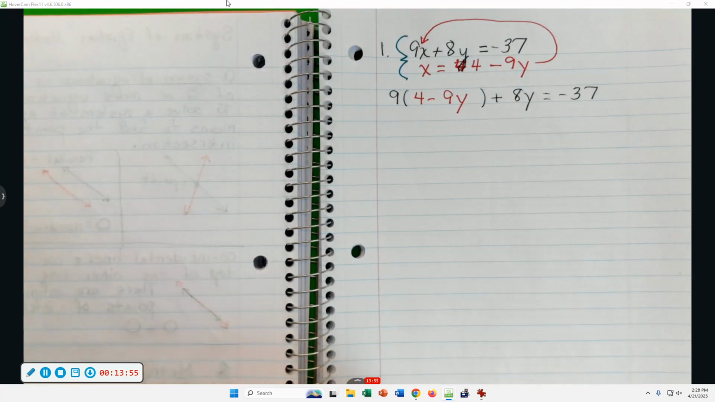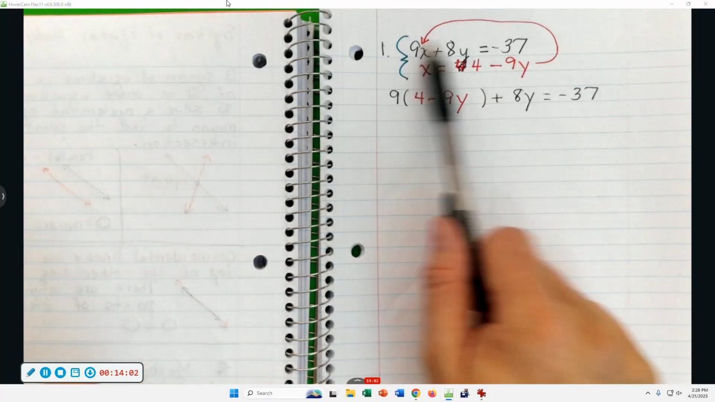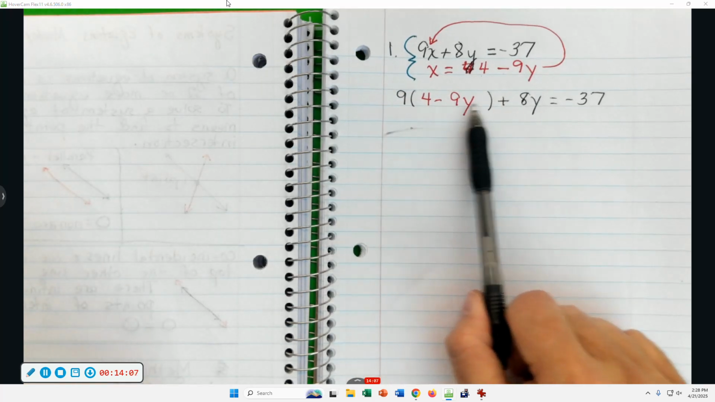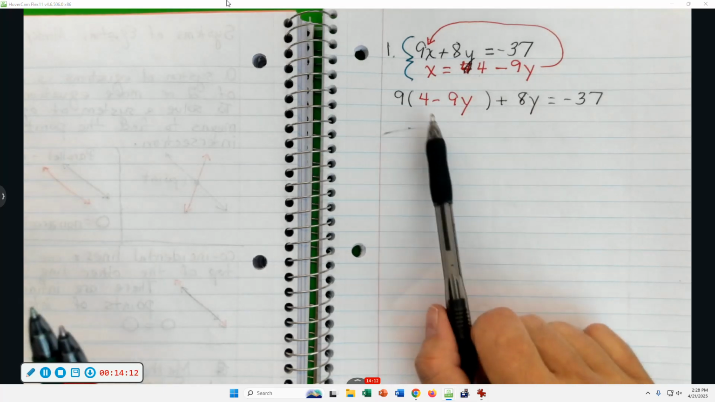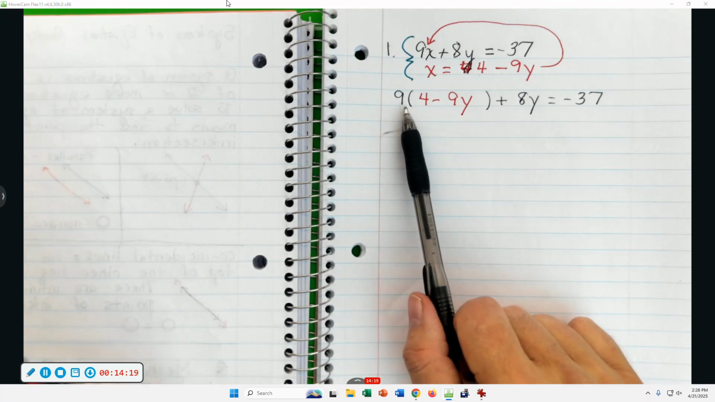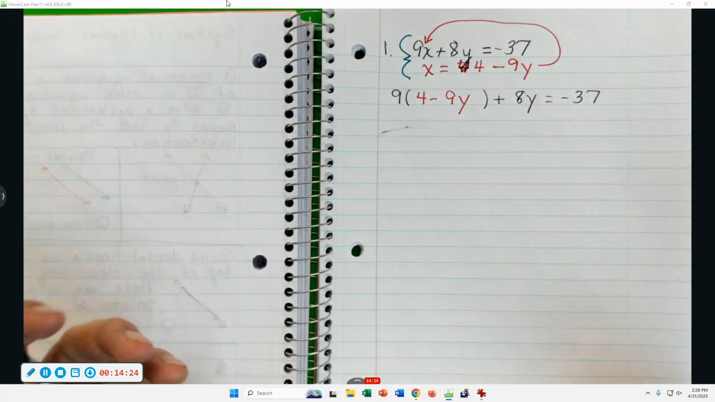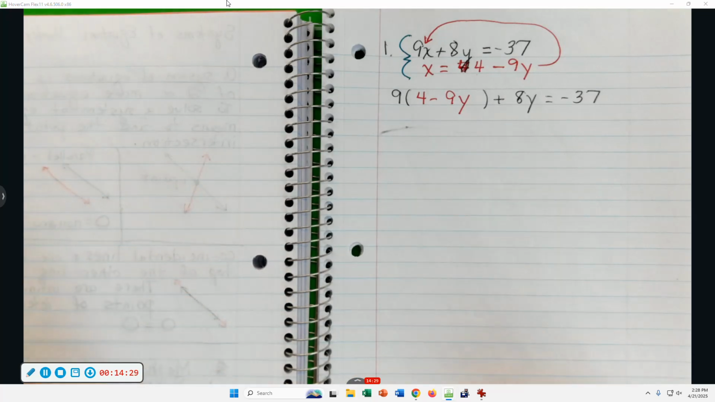And you might think, well, this looks worse than the other one. No, it isn't. Why is it not worse than what we started with? Before, we had two equations and two variables. Now I have just one equation, and the only variable we have is y. What kind of equation is this? Linear or quadratic? Linear, because there's no squares. Remember, for a quadratic, it has to be squared. If you have no exponents, then it's just a linear equation.